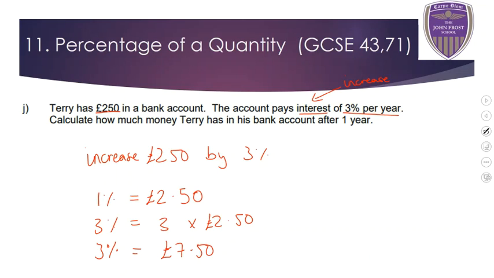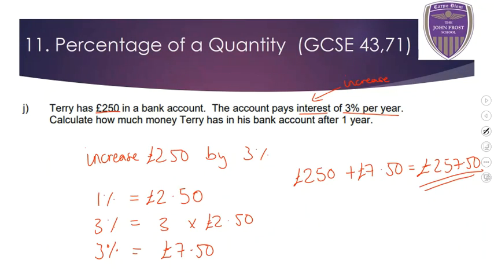That doesn't mean he's got £7.50 in his bank account. Interest is increase. It means the £250 that he had originally in the account has gone up, because that's what increase means, isn't it? It's gone up by £7.50. So after 1 year, he's got £257 and 50 pence, and that's it. Don't try and take any shortcuts with it.